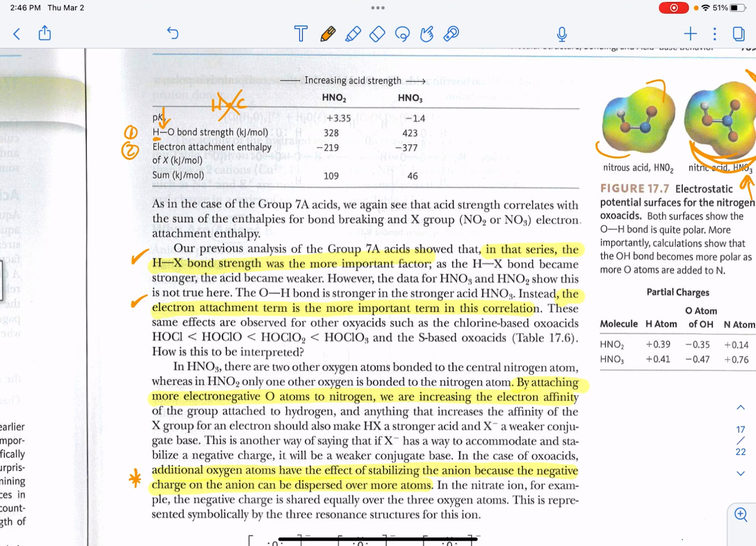Then the next thing we have to do is transfer the electron in step 2. And when we look at those 2 energy values and add them up, you can see that there's an awful lot more energy involved in ripping the hydrogen away from nitrous acid than there is from nitric acid. And again, you have a more negative pKa, implying a stronger acid.